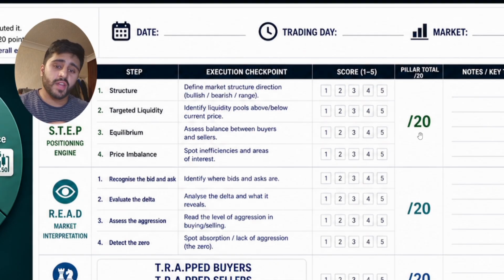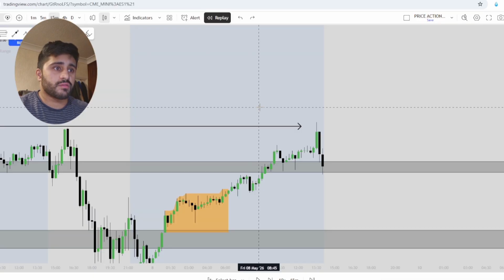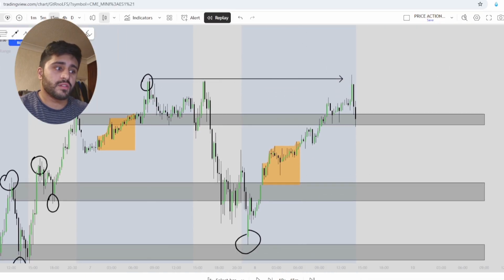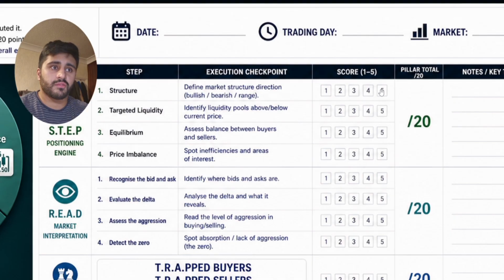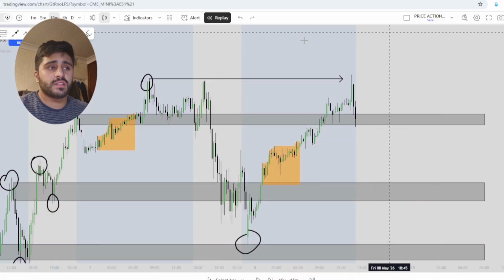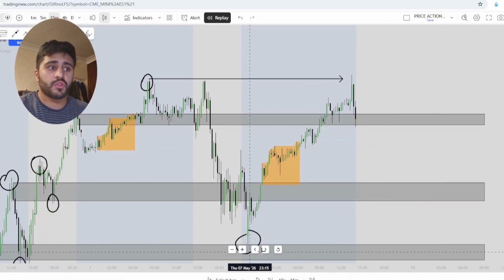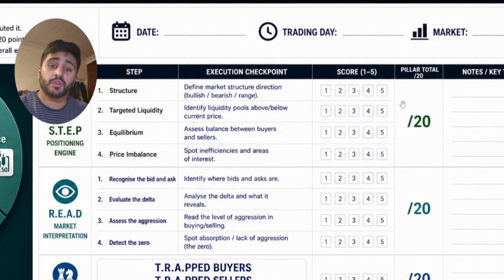And I encourage every trader to download this checklist and use this checklist, right? You want to understand where is your market structure, right? So we've been through structural highs and lows. So we can tick that off out of 5, right? So that's 5. Targeted liquidity, we've understood most recent high, most recent low coming into Friday's position, right? So that would be a 5 because we're super clear on where the targeted highs and lows are. Where is the most recent high and low?